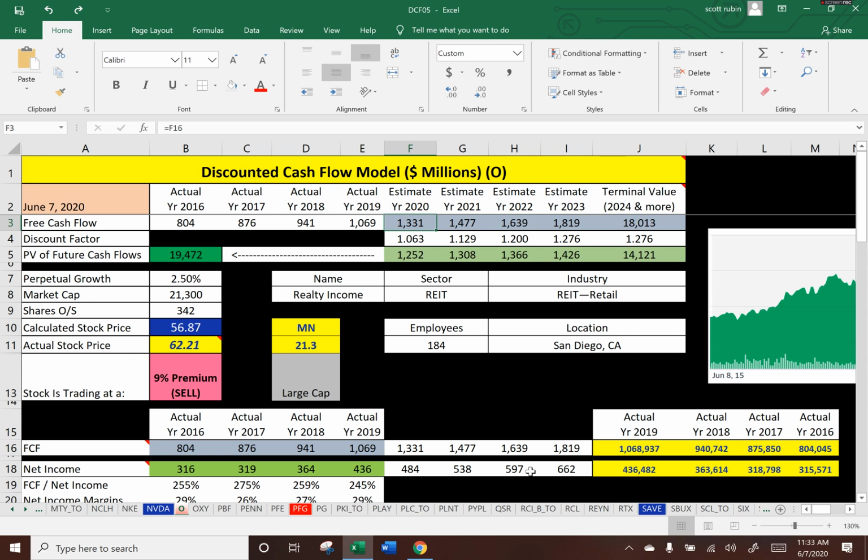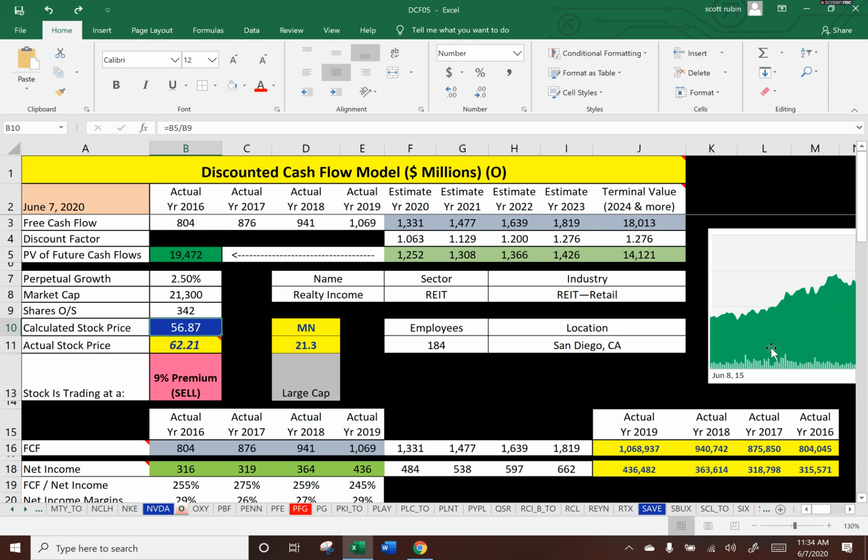And we estimated free cash flows for 4 years. And then we do a terminal value, which is all years past year 4. And then we discounted those numbers using the weighted average cost of capital back to today's dollar amounts. And then we have a value of the company of $19 billion. And we take that number, we divide it by the number of shares outstanding, which is 342 million, and we get an intrinsic stock price of $57, which is really close to the actual stock price.